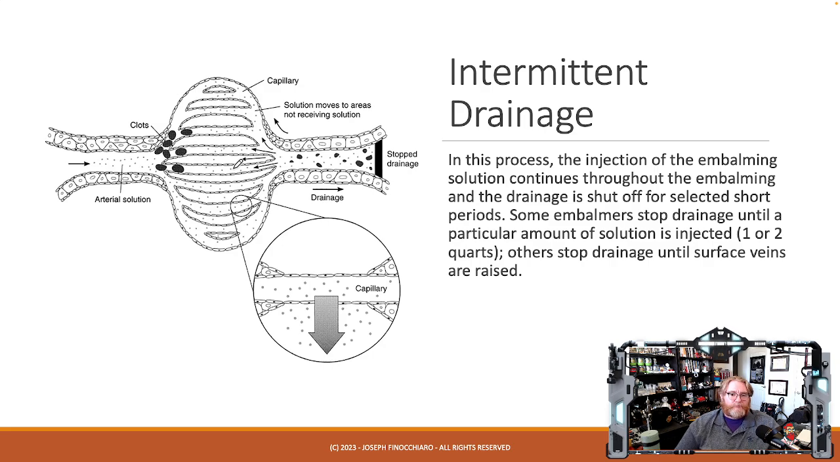Intermittent is a blend of the two. The injection of the embalming solution continues throughout the embalming and the drainage is shut off for select short periods. Some embalmers stop drainage until a particular amount of solution is injected, 1 or 2 quarts. Others stop drainage until surface veins are raised. Whatever. The moral of the story here is as you are injecting, every so often, the other arm kicks in. And then you stop and your injection never stops. You start draining at some point and then it just stops.